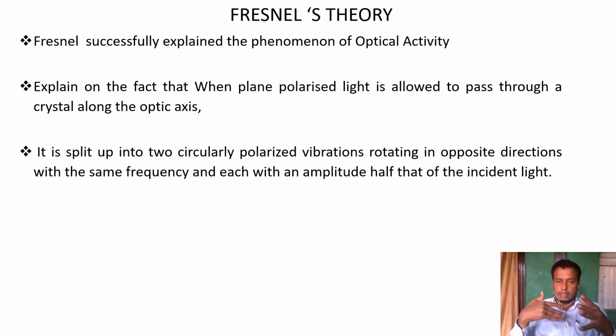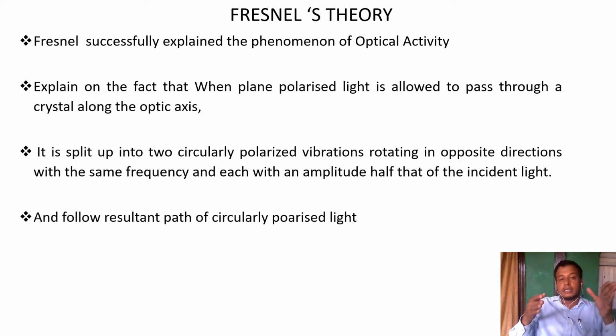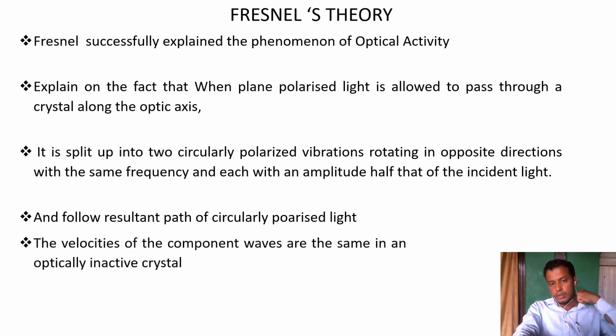So when light is passed through the crystal, it splits into two circularly polarized vibrations rotating in opposite directions. They have the same frequency and half the amplitude, and they follow the resultant path of these two circular vibrations. The resultant path depends upon their velocities and the substance we use. If it is optically active, it is different; if optically inactive, it is different. Let's see how this is explained.